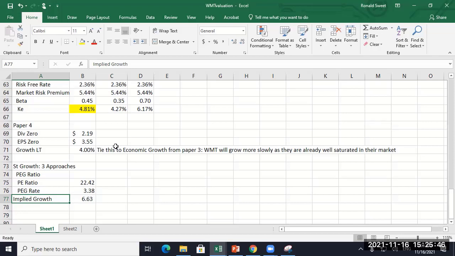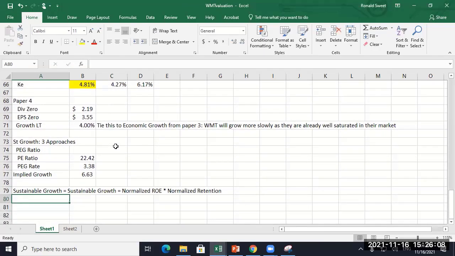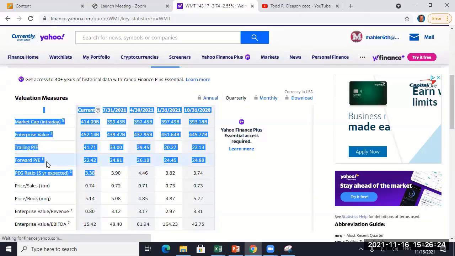It's pretty straightforward. The second approach is the sustainable growth, which says sustainable growth equals normalized ROE times normalized retention. What I mean by normalized, well, you might want to look at a little bit of history for the firm just to see what their ROE has been doing. But I'm going to bring in the ROE. I'm going to bring in the payout ratio. I'm just going to use the current number, but here's one where you might go further back.